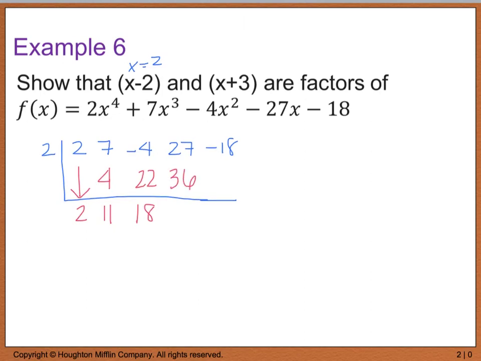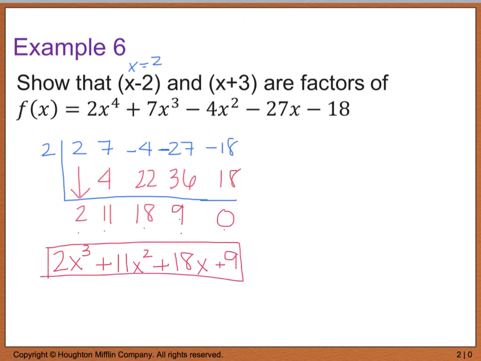And actually this up here is a negative 27. So negative 27 plus 36 is going to give me 9. 2 times 9 is 18, and negative 18 plus 18 is 0. So this is my remainder. My constant is 9. I have my x term, my x squared, and my x cubed. So my answer then will be 2x cubed plus 11x squared plus 18x plus 9. So this here would be a factor, along with this factor of x minus 2.